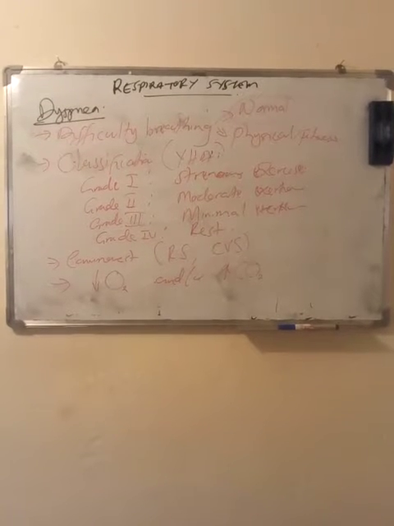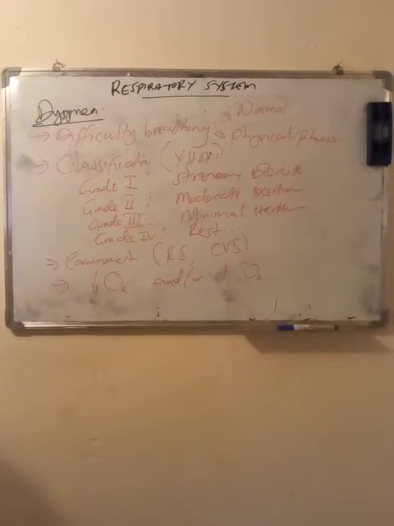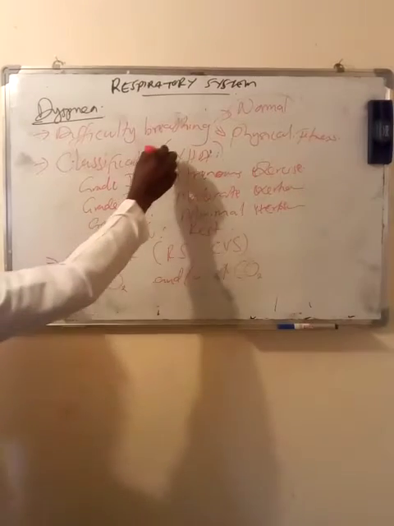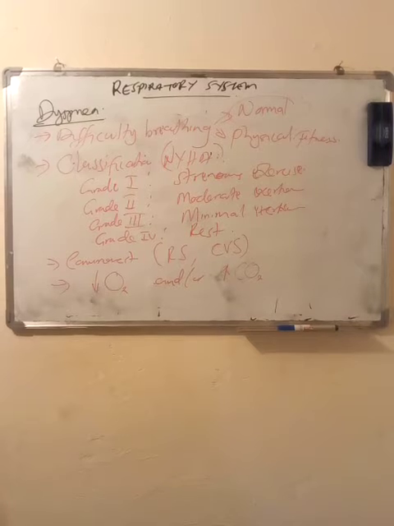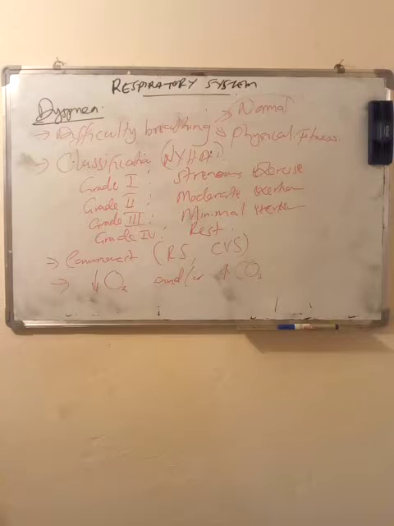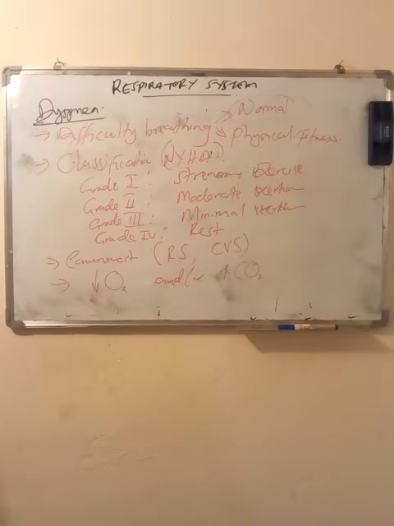Okay, so that is the summary of dyspnea: difficult breathing. Then you look at the classification. Here we are using the New York Heart Association classification of dyspnea. Then the commonest causes are the respiratory system and cardiovascular system. Dyspnea has a complex pathophysiology, but it is related to increased carbon dioxide concentration and reduced oxygen saturation.